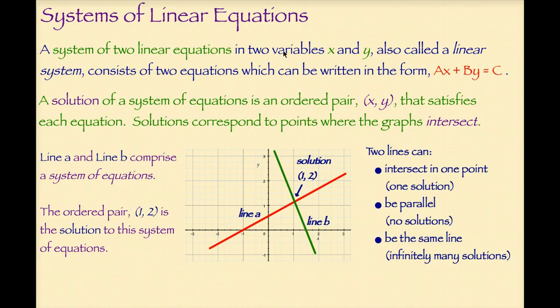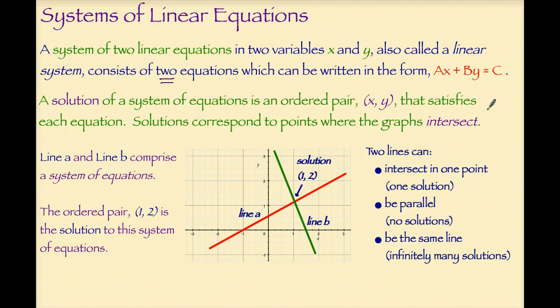A system of two linear equations in two variables, x and y, also called a linear system, consists of two equations, which can be written in the form ax plus by equals c. System simply means more than one. And of course, linear equations are lines. So now we're talking about two or more lines graphed at the same time.